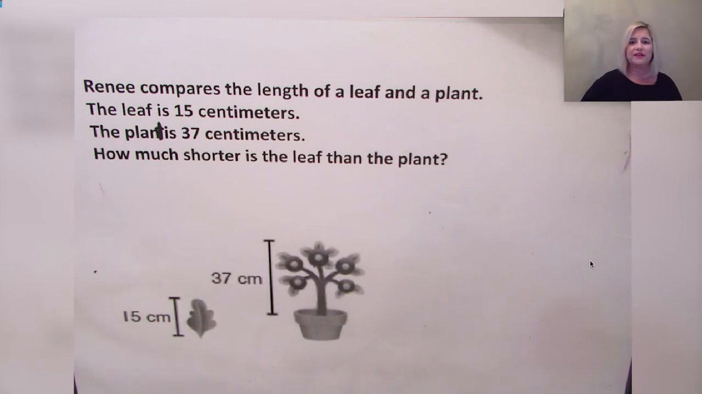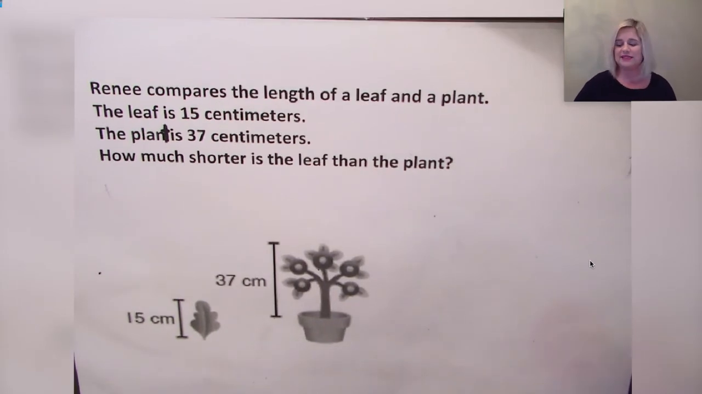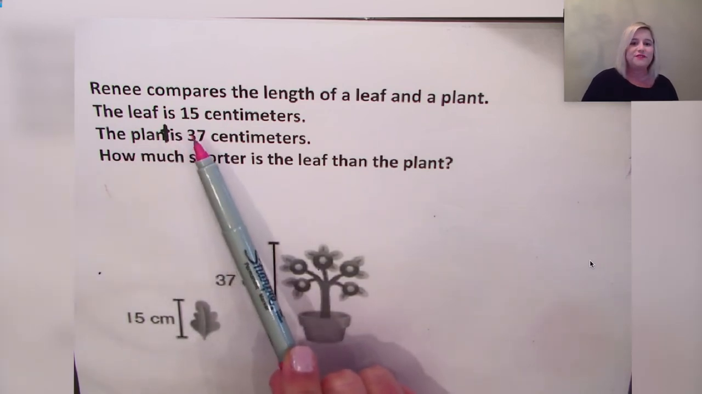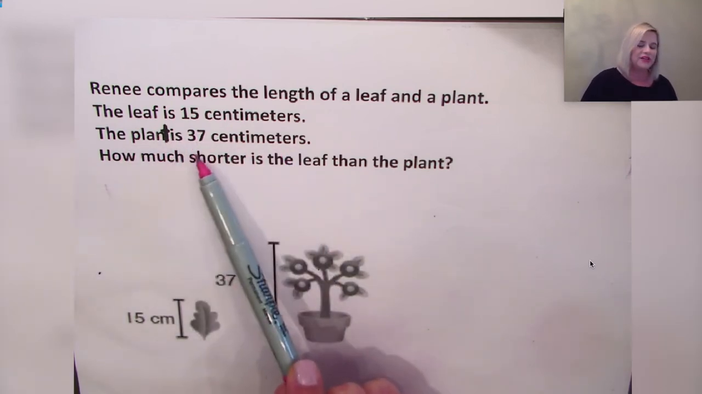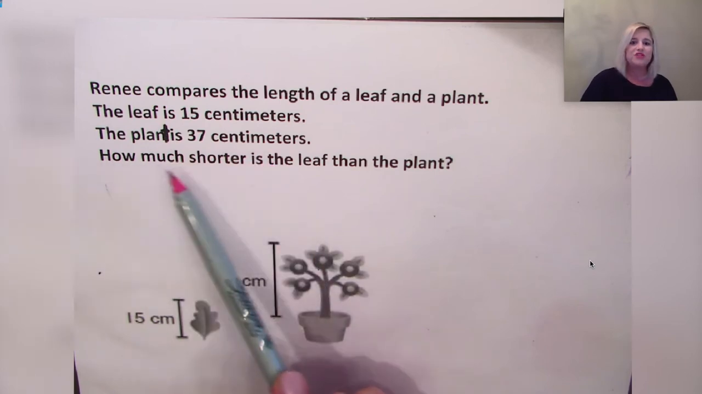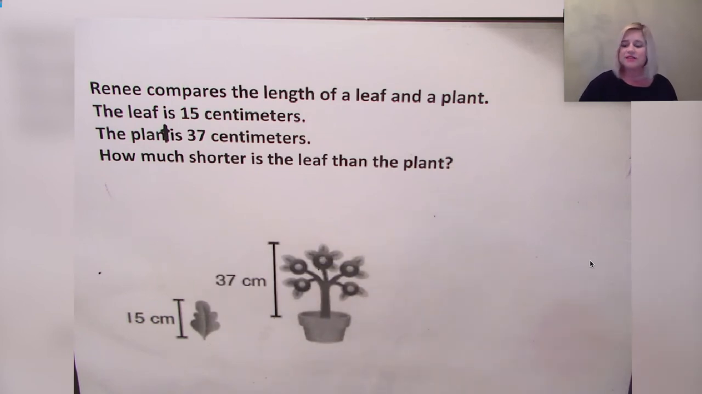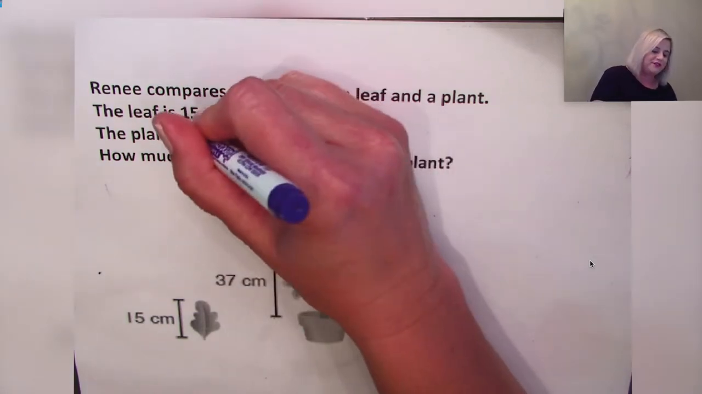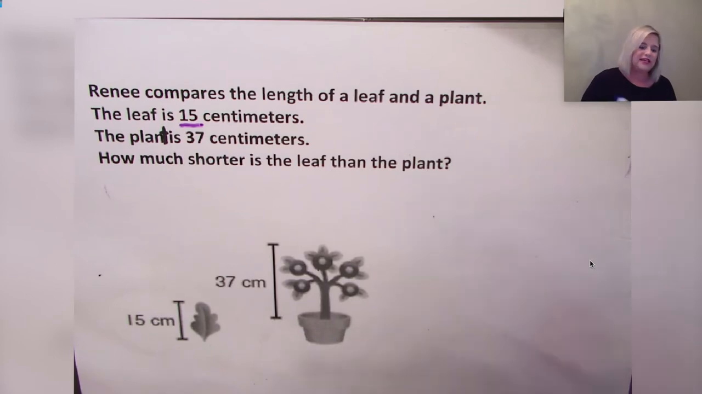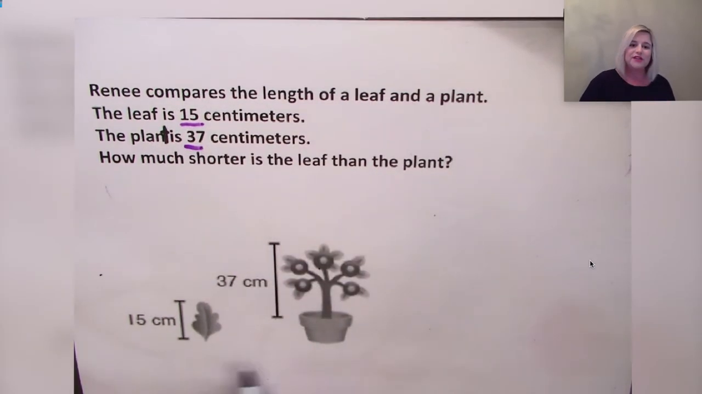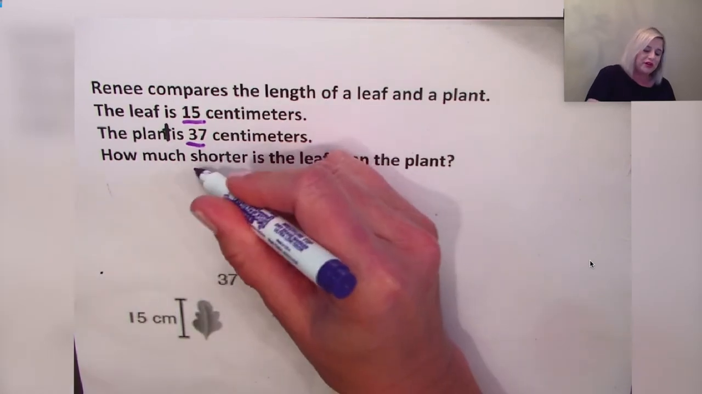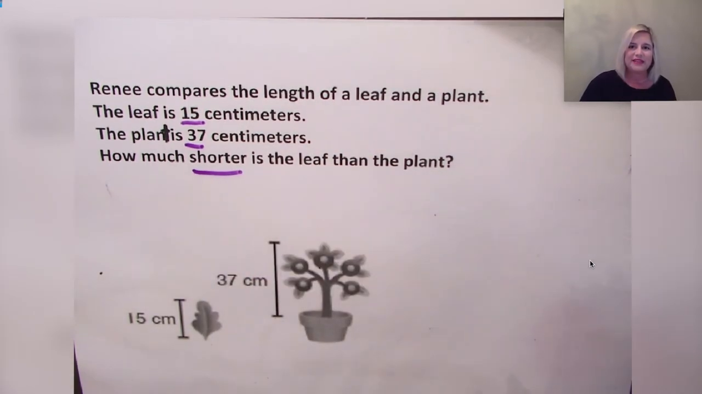Renee compares the length of a leaf and a plant. The leaf is 15 centimeters. The plant is 37 centimeters. How much shorter is the leaf than the plant? So we need to go back to our text and make sure that we're understanding all the information. So Renee, we figure out, is comparing lengths of a leaf and a plant. The leaf is 15 centimeters. The plant is 37 centimeters. And here is a model. How much shorter is the leaf than the plant?